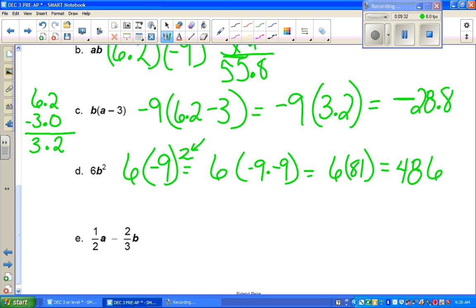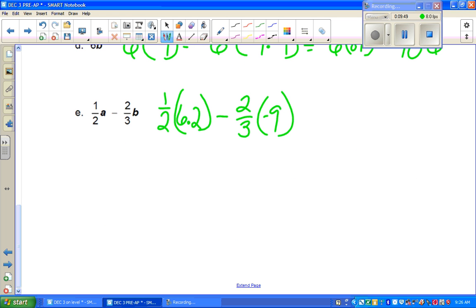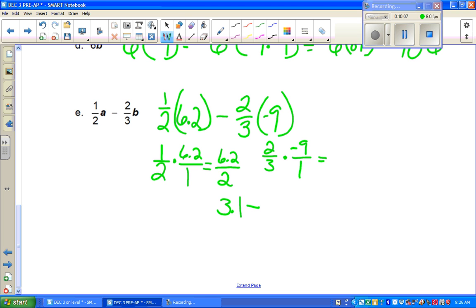Okay, letter E. 1/2 A minus 2/3 B. Okay, so 1/2 times 6 and 2/10 minus 2/3 times negative 9. Here we want to do the multiplication first, so 1/2 of 6 and 2/10 gives us 3 and 1/10. And then 2/3 of negative 9 gives us negative 6.